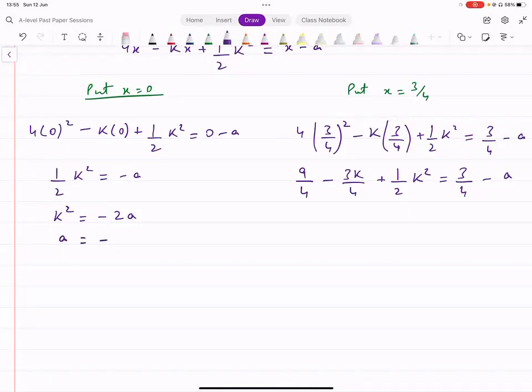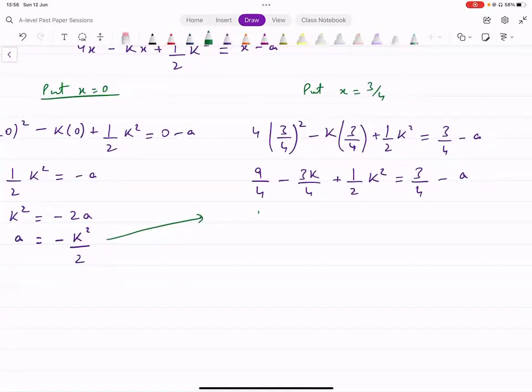a equals minus k squared over 2. Let's input that in the other equation. Let's see what we get from that. So we have 9 over 4 on the left side minus 3k over 4 plus 1 over 2 k squared. That equals 3 over 4 minus a. So that becomes plus k squared over 2. Okay, so now we've got this equation.